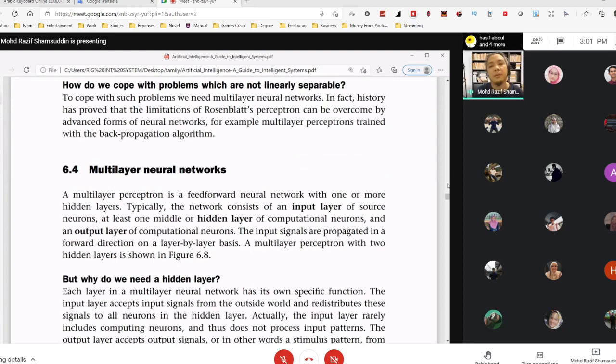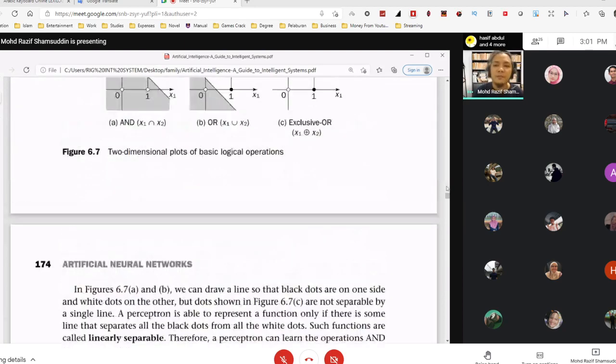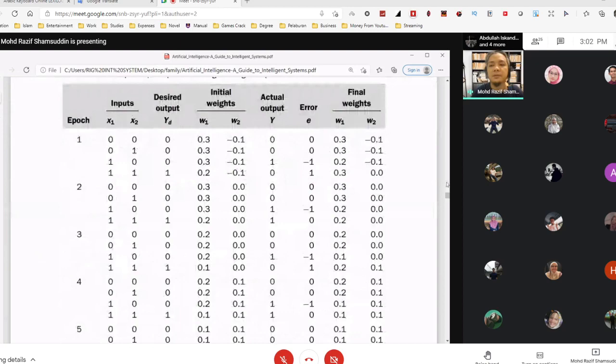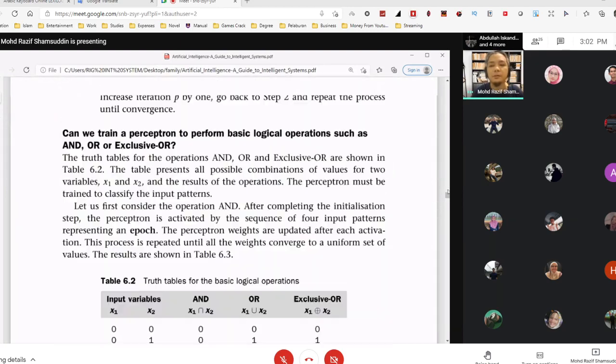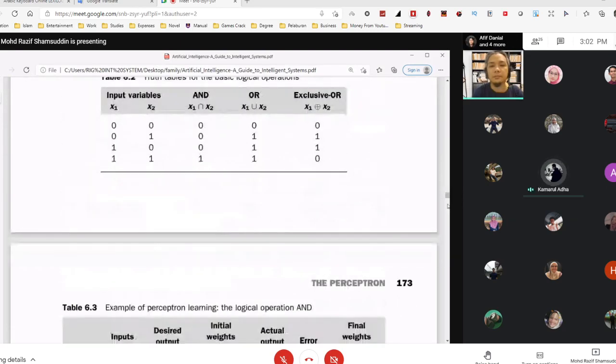We have already learned about the perceptron, right? Do you all remember the steps of the perceptron? Can you recall the steps? Step one: initialize the parameters, the weights, the learning rate, and so on. Step two: activation. We get the sum of the inputs multiplied with the weights, minus the threshold value, and then we apply the activation function. Next, step number three.